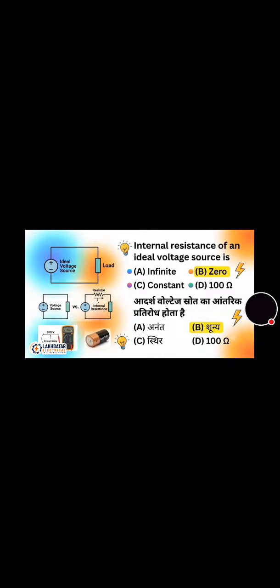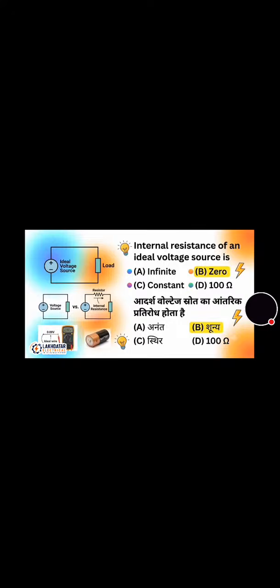Now move towards the next question that is on the screen. Internal resistance of an ideal voltage source is infinite, zero, constant, or 100 ohms. And its correct answer is option B, that is 0.